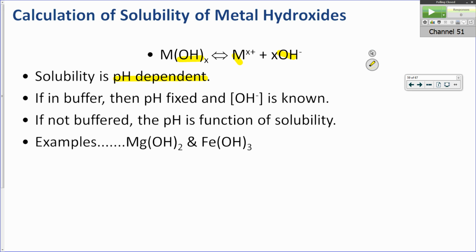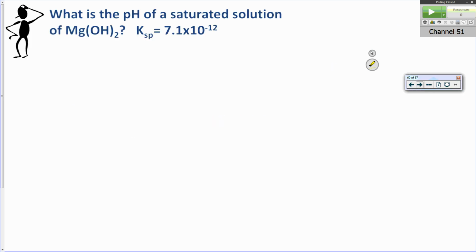Now we can control it a little bit if we do this in a buffer. A buffer by definition is a solution that has a controlled pH. We can fix pH, therefore the OH minus is known. It becomes a common ion effect problem. So this is a common ion effect if pH is buffered. And that makes life simple, but when it's not buffered is when it becomes complex, because pH is a function of solubility. So I'm going to work a couple of these, and let's look at this guy first.